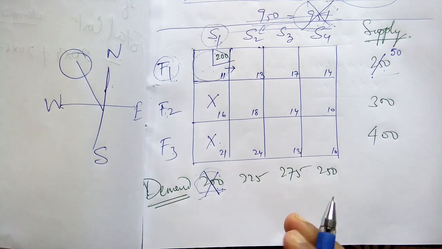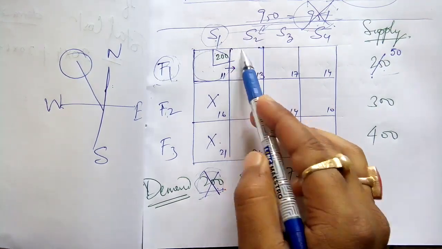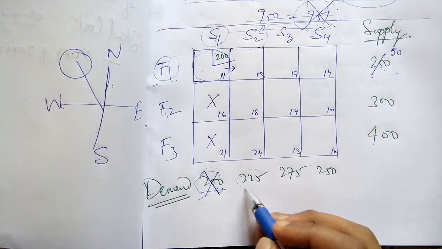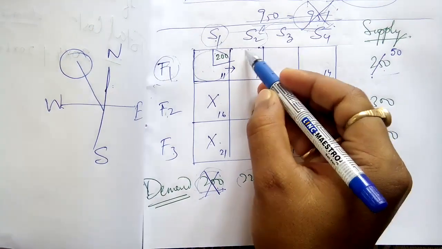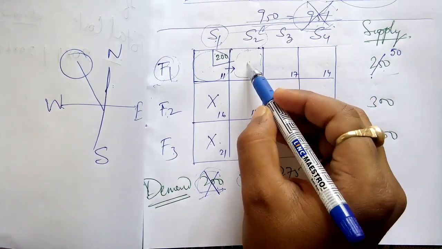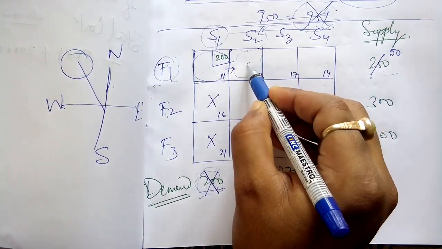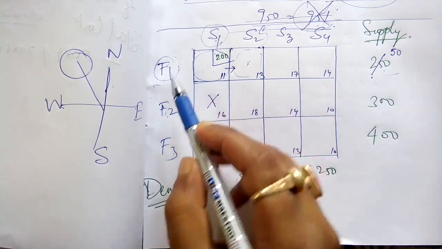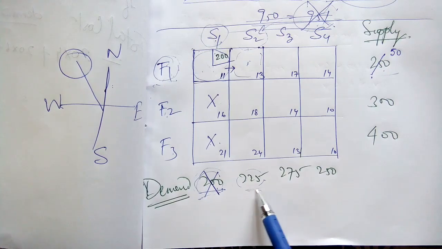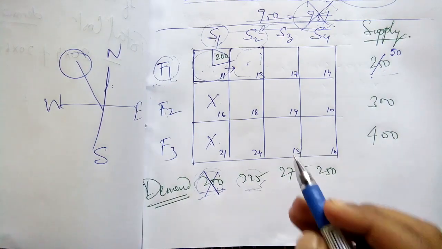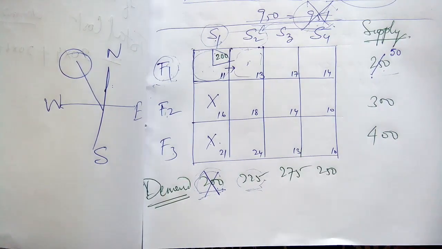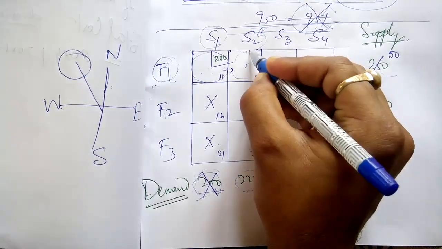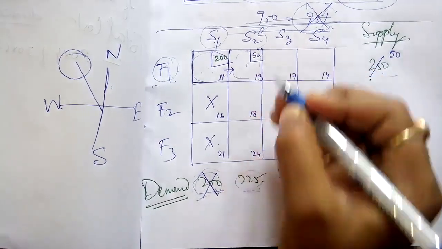Try to understand: what is the total demand of store 2? 225. But this box means you have to supply goods to store number 2 from factory number 1. But can factory 1 supply all the 225 goods? No. How much will it supply? It will supply only 50, because it has only 50 left.